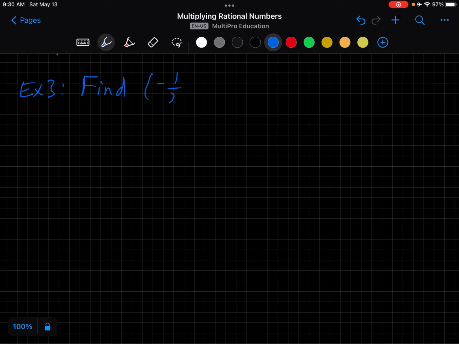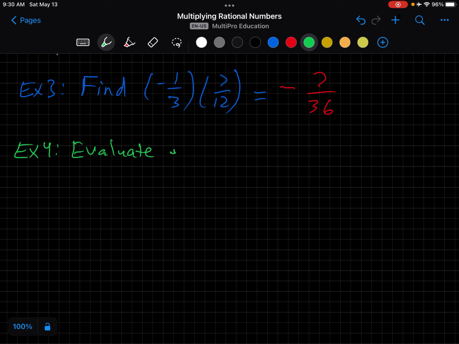All right, let's look at another example. We want to find minus 1/3 times 7 over 12. All right, so these do not have the same sign, right? So therefore, we know the answer is going to be negative. 1 times 7 is 7, and 3 times 12 is 36. Good job. All right, let's look at another example. We want to evaluate.